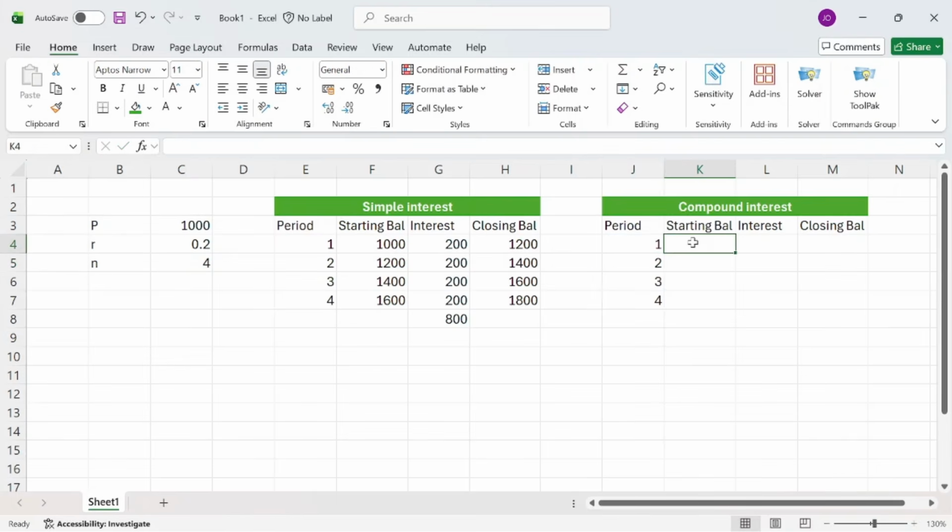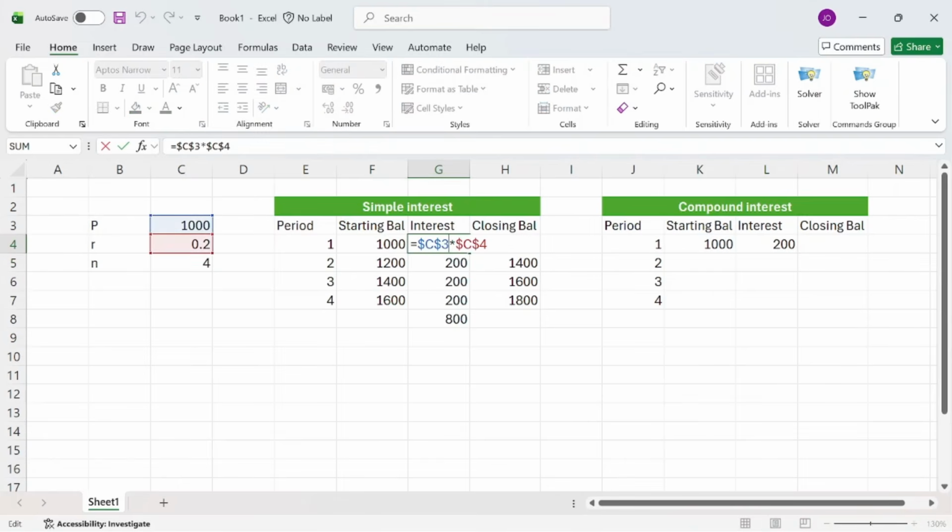Then the starting balance is the amount of money that we had at the beginning of the period. And the interest is going to be whatever we have at the start of the period multiplied by our interest rate, which is right here. So we are going to lock this cell, but you may have noticed the difference between the formula that we had here, which was the principal multiplied by the rate, and the formula that we have here, which is the starting balance multiplied by the rate.